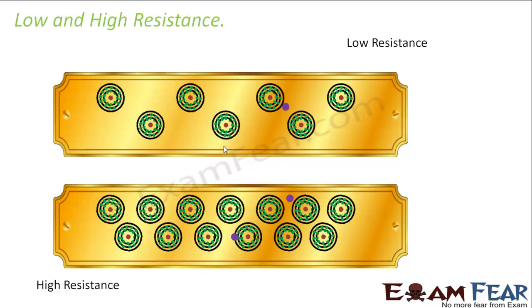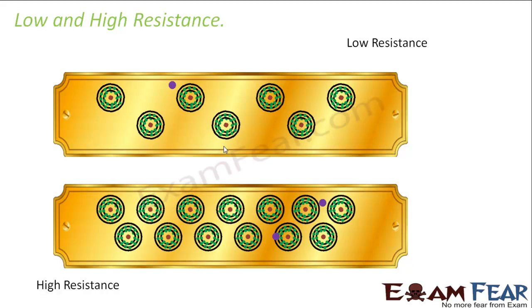Similarly, when I talk of low resistance, that means a lesser number of obstacles in the path of electrons, therefore a lesser number of collisions, and hence lesser resistance and therefore greater current. Because in this case, the electrons will very quickly reach the other end, or they will move quite faster. Therefore, the current will be more. So lower the resistance, greater is the current. Higher the resistance, lower is the current.